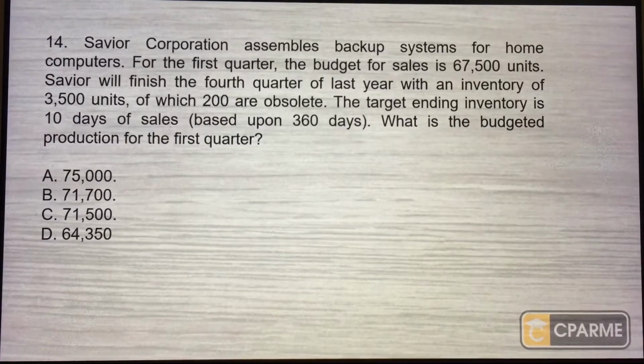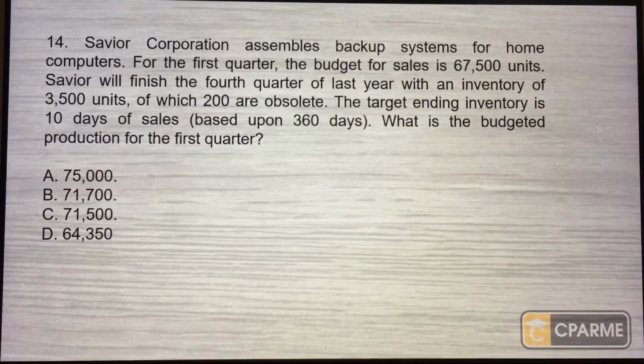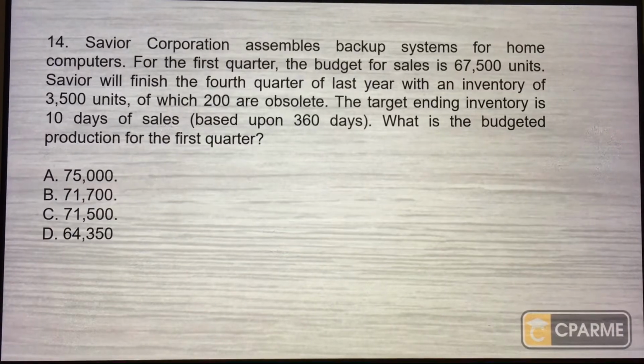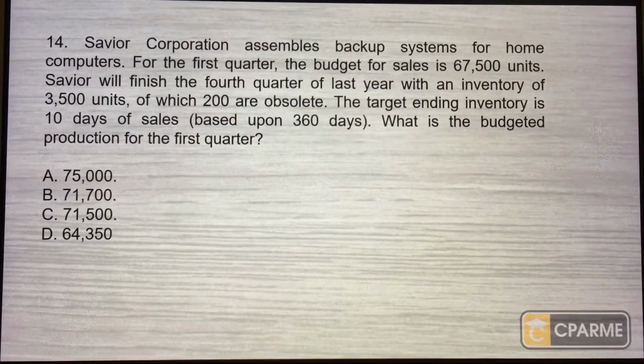So we just need to deduct this 200 from 3,500 units so that we could get only the good units. And then the target ending inventory is 10 days of sales based upon 360 days. So what is the budgeted production for the first quarter? So guys, once you encounter a problem regarding 360 days, always assume that per month, it consists of 30 days. So if it is quarterly, then 90 days, and semi-annually, it should be 180 days.